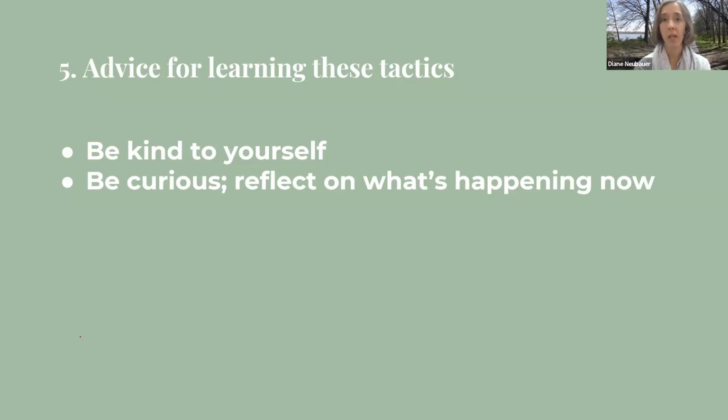Also be curious. In just hearing some of these ideas, you may already be having the wheels turn about what am I doing now in my classroom? Along with kindness, take off the sense of judgment and put on a sense of curiosity. Like, what is happening in my classroom right now? Reflect on that without feeling under judgment, so that you can find the things that are going well now. And then you can take a next step that's going to build on what you're doing well now.